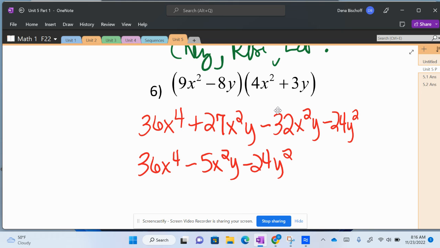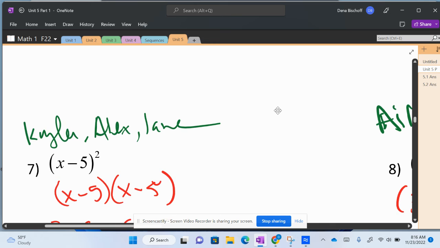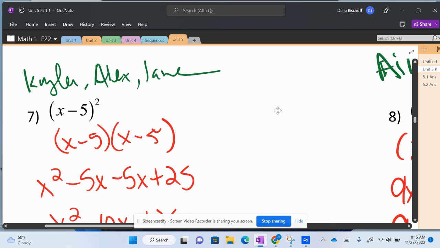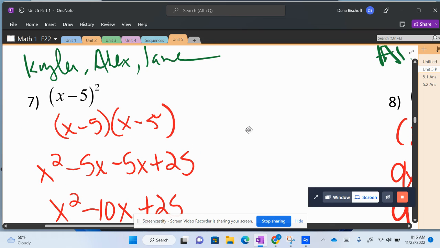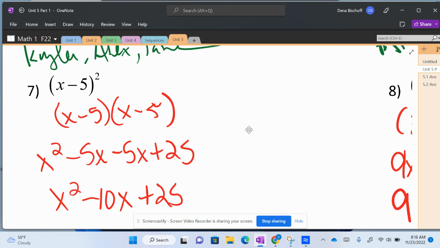Okay. Who has number 7? Kaylee, Alexis, and Lainey, right? Okay. Who wants to share their answer? Yeah, go ahead, Lainey. I got x squared and then I squared 5, so x squared plus 5. Okay. Kaylee, is that what you got? A negative 25? Okay. Alexis, what did you get?